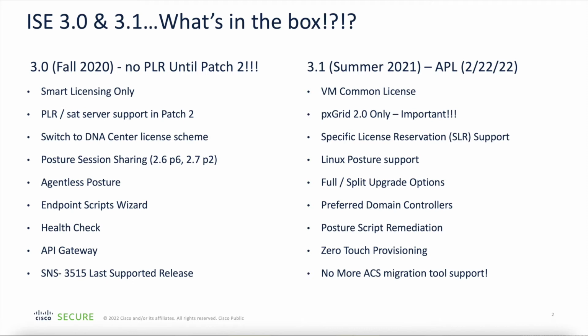Moving into 3.1, which came out in the summer of 2021, that is your APL version. You see that we got APL status 22222. Again, very fun to say. One more license change, of course.